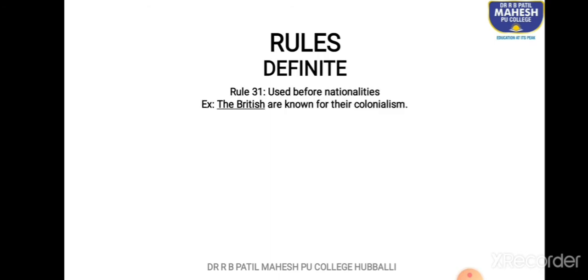Moving forward, rule number 31, used before nationalities. Nation and nationalities are two different words, not to be confused here. France is nation, French is nationality. India is nation, Indian is nationality. So used before nationalities. Here, example goes as this. The British are known for their colonialism.